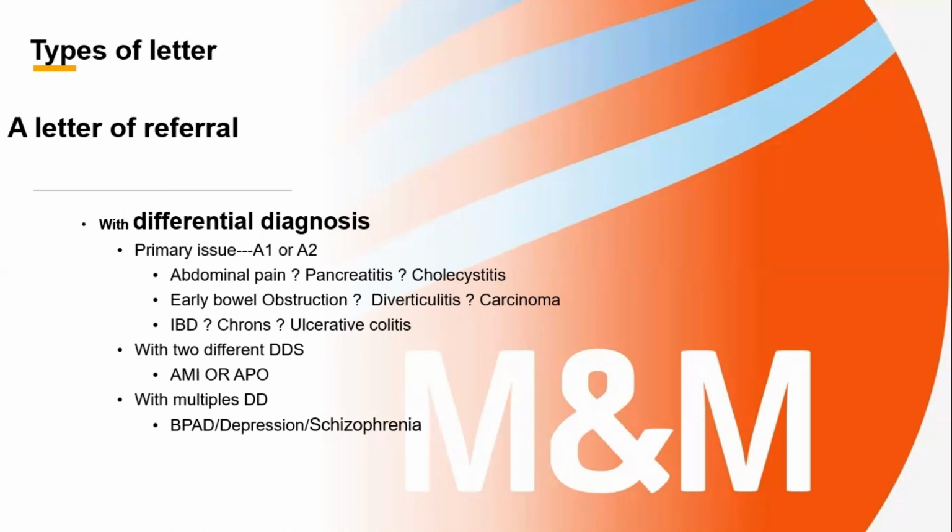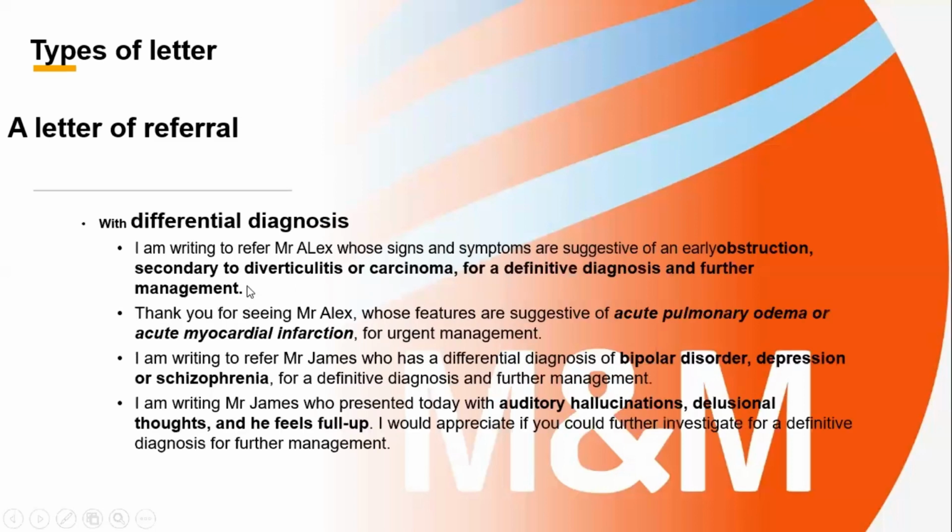For example, AMI or APO, one cardiac and one pulmonary condition. And when we have multiple DDs, we can expect multiple diseases as well, maybe 3, 4, 5, 6, and so on. So with reference to the last slide, these are some of the introductions that I have written for you. I'm writing to refer Mr. Alex, whose signs and symptoms are suggestive of an early bowel obstruction, secondary to diverticulitis or carcinoma, for a definite diagnosis and further management. Sorry, I missed the word bowel: an early bowel obstruction, secondary to diverticulitis or carcinoma.